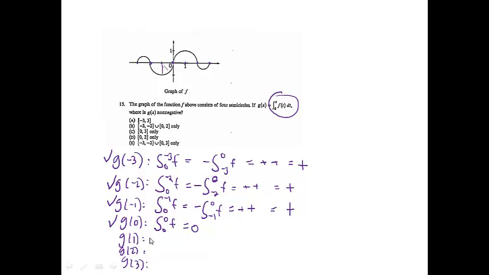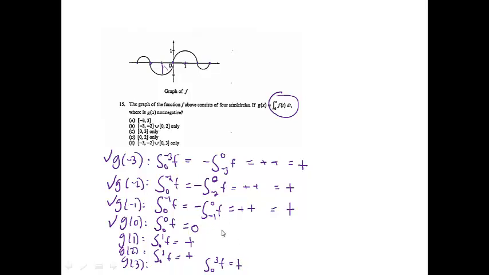Right, then we'll try g of 1. So this time I'll go 0 to 1 of f. So if I look at the area under the curve from 0 to 1, that entire part is above the x-axis, so that will be a positive value. And then g of 2, if I find the area under the curve from 0 to 2 of f, that is once again all above the x-axis, so that will be a positive value. And then the last one, if I find the area from 0 to 3 of f, there is more positive parts than negative parts, so my answer will once again be positive.